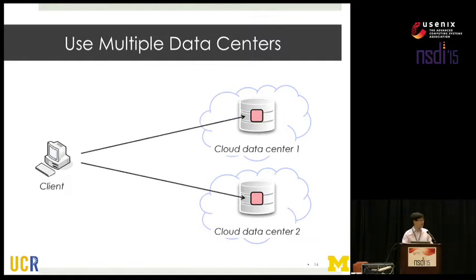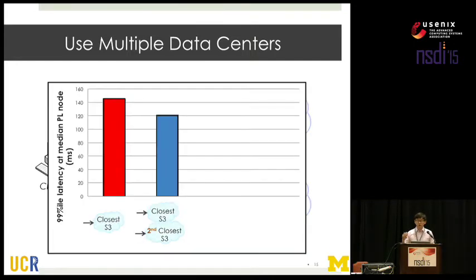And to show the effectiveness of this approach, we did the following experiments. We use PlanetLab nodes to issue requests to the closest and the second closest data center. The graph here shows the 99th percentile latency we observed at the median PlanetLab node. The red bar is when PlanetLab nodes issue a single request to the closest S3 data center, and the blue bar is when PlanetLab nodes issue 1 request each to the closest and the second closest S3 data center.